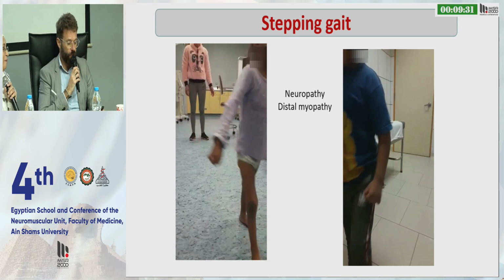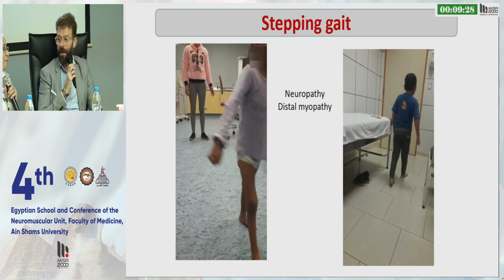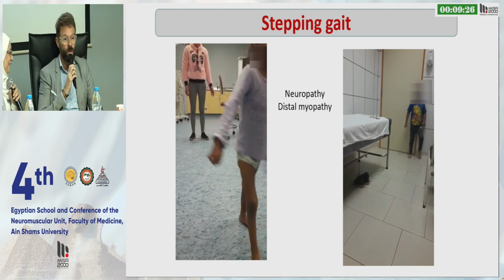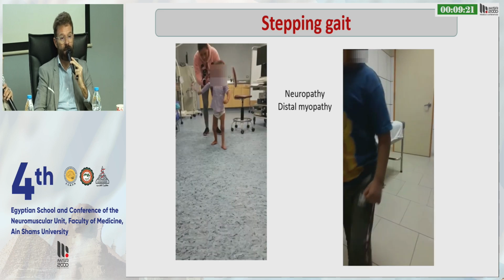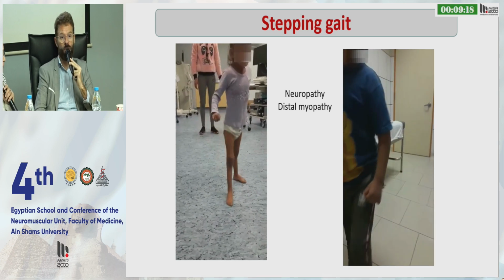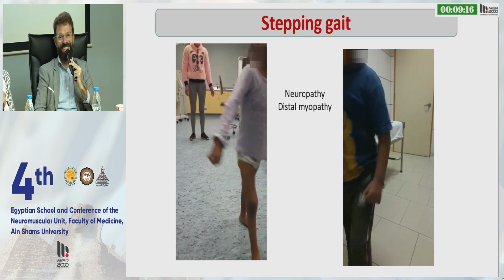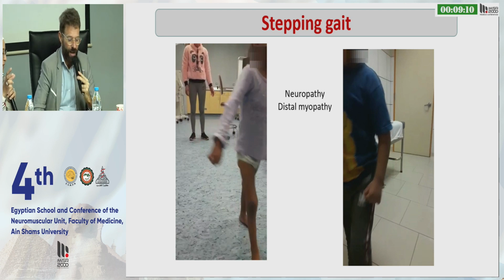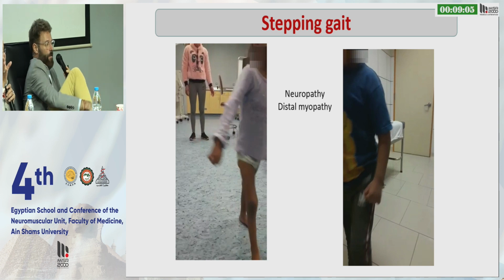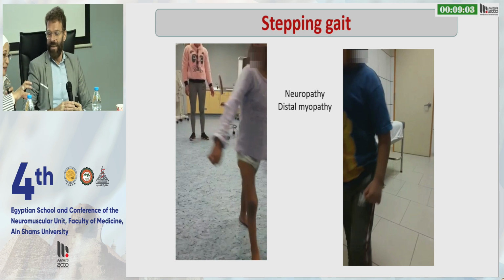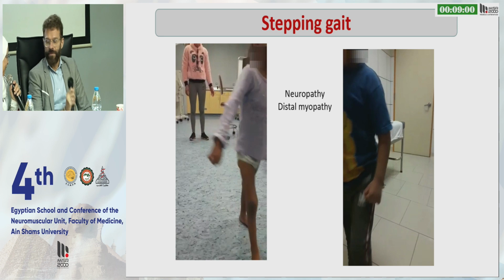There is a trick that Professor Oud taught us to distinguish between a distal myopathy and a polyneuropathy. Do you know this? The extensor digitorum brevis muscle. Exactly. If this muscle is intact, it is more a distal myopathy. If it is atrophic, it is more a peripheral neuropathy.